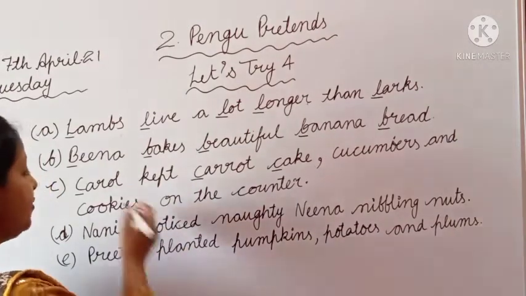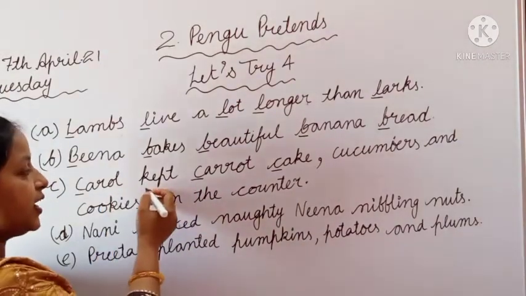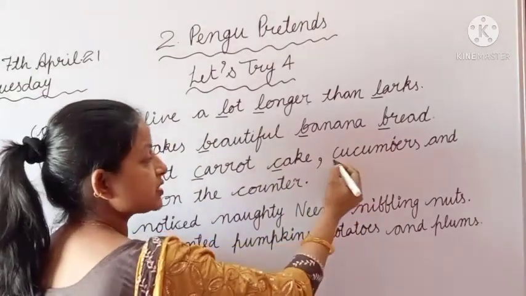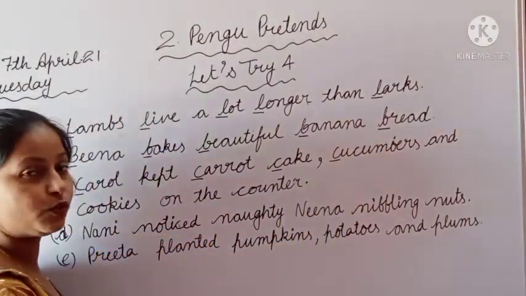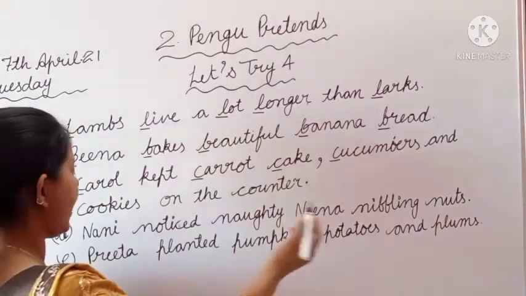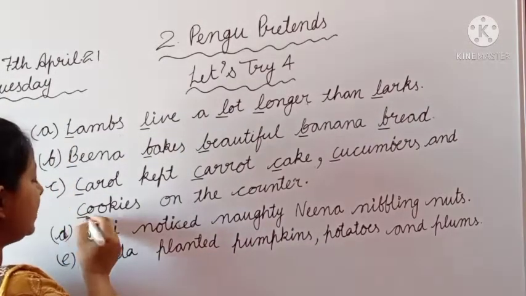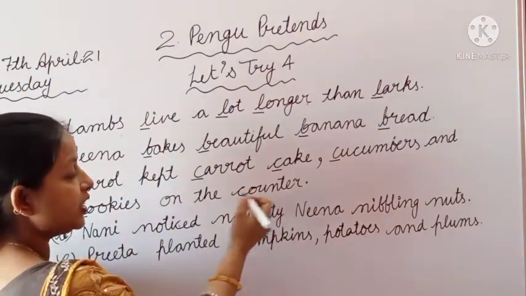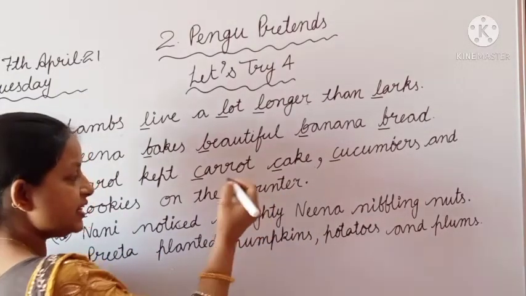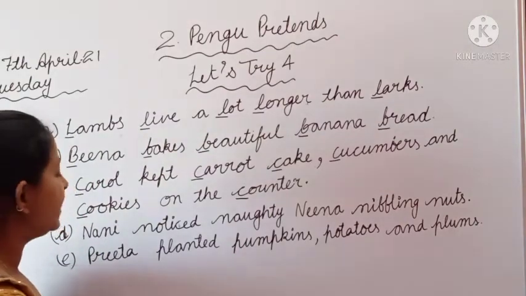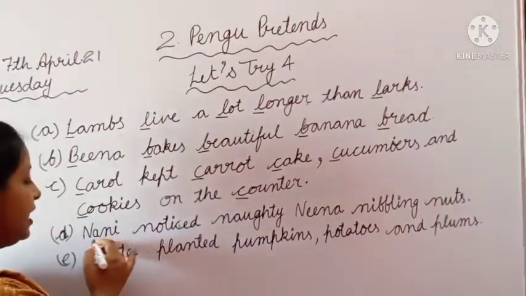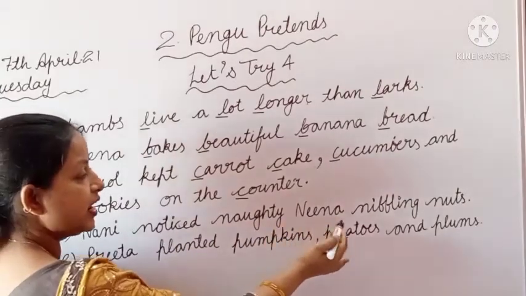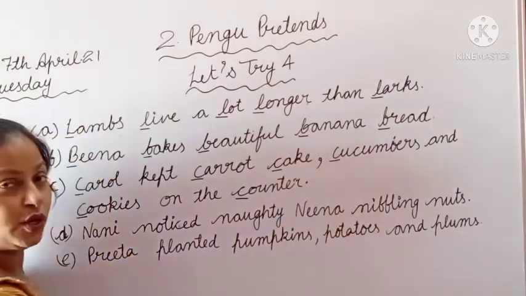Okay. That's why we read it Carol, carrots, cake, cucumbers. The first letter of the word cucumber is C. Okay. And cookies. We will underline C of cookies on the counter. The first letter of counter is C. Okay, students. The next one is Nani noticed naughty Nina nibbling nuts.